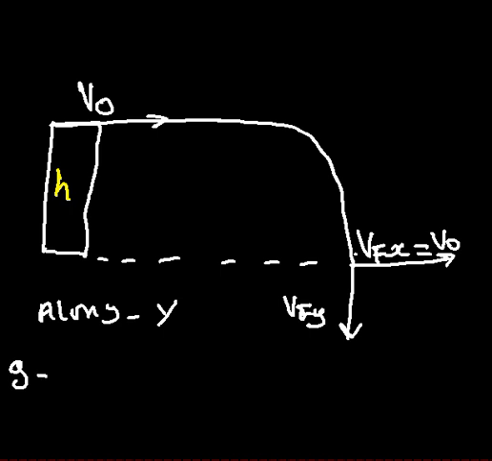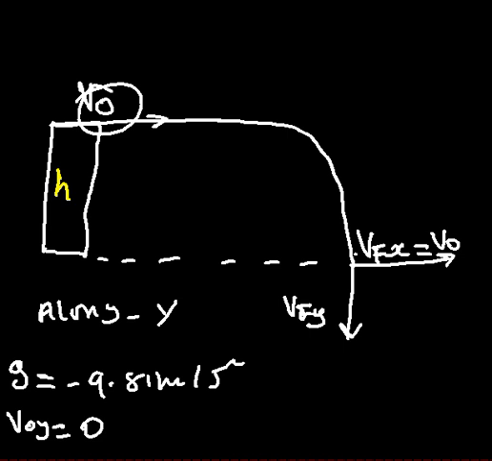Acceleration due to gravity along the y-axis is felt, and that is given as negative 9.81 meters per second squared. The initial velocity along y is given as zero because the object has been released horizontally. Therefore, the launch velocity is horizontal. It has no component along the y-axis. Hence, the initial velocity along y is zero.